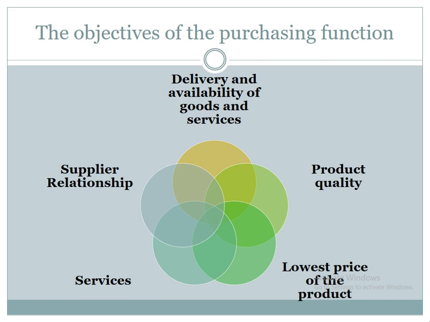Then the next objective of the purchase function is the lowest price of the product. The buyer always likes to buy at the lowest price, consistent with the availability and quality of the product. So there is always a face-off between quality and price. You want better quality, at the same time you want lower prices. So many times these things do not happen simultaneously.